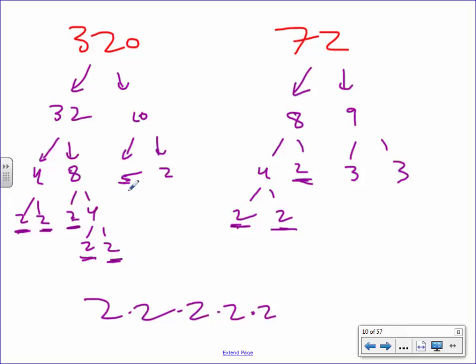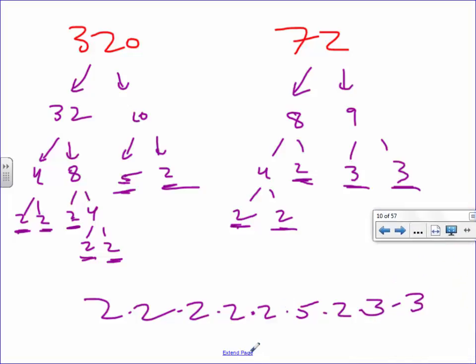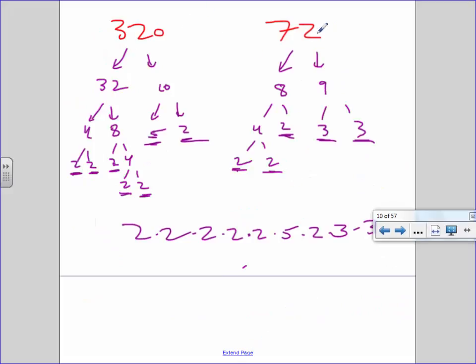This guy here has a 5. This one doesn't have a 5, still count it. This guy has another 2. Count it. Okay. Now, these 3 2s right here, I've already accounted for them because this one matched that one right here. This one matched this one right here. This one matched that one right there. So these 3 2s have already been accounted for. So then I need a 3 because this guy didn't have a 3. And I need another 3 because that guy didn't have a 3. So whatever this is, it's the lowest common multiple of 320 and 72.